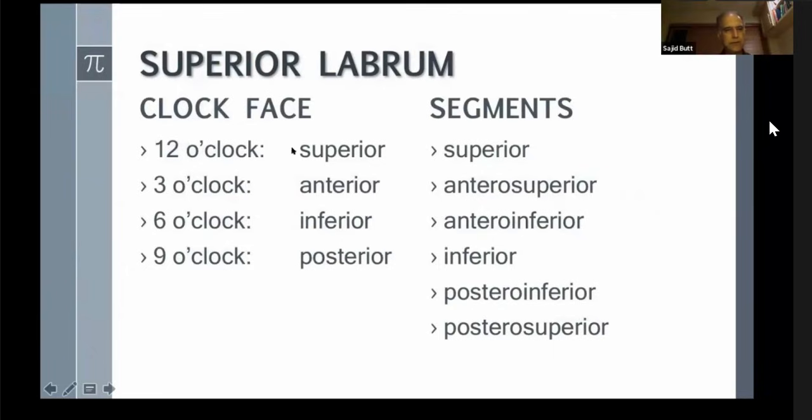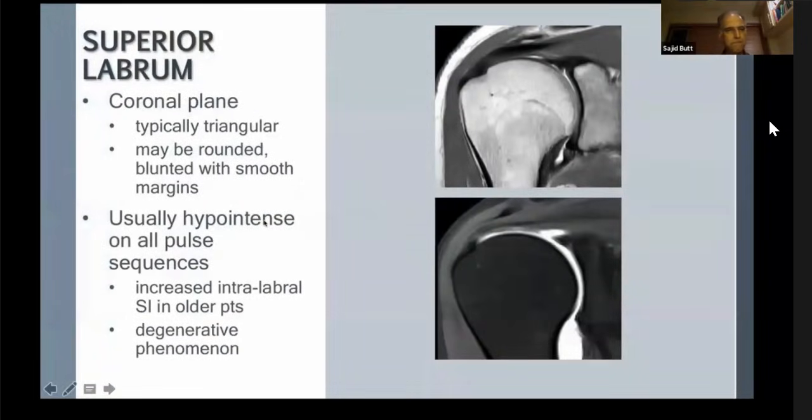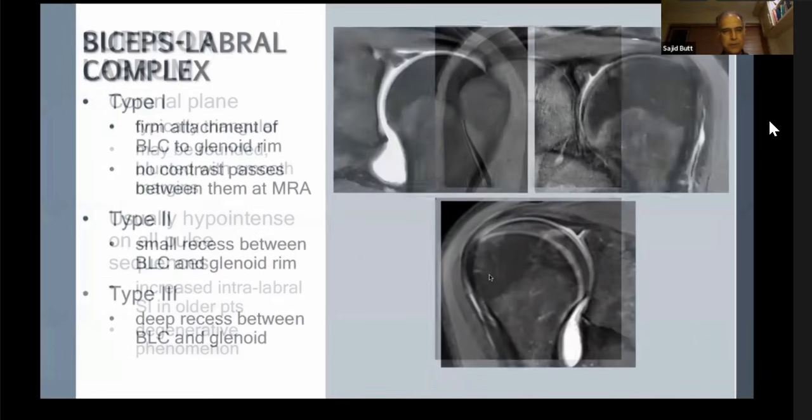So the clock face, 12 is superior, 3 is anterior, 6 is inferior, and 9 is posterior. That's what I just told you. So from 12 to 3, don't call it. In the coronal plane, remember, you need to have a good, nicely distended joint capsule with an MR arthrogram. And at the front, we've got the biceps tendon attaching to the superior labrum, and it's low signal intensity on everything. So that's what we need to see.